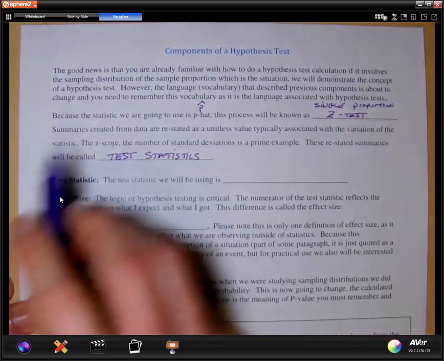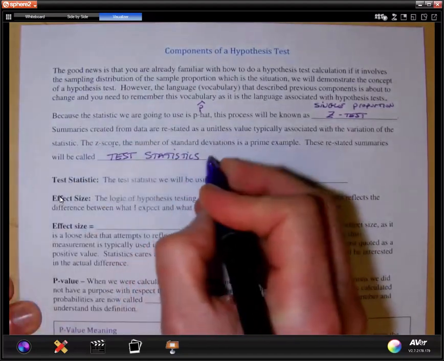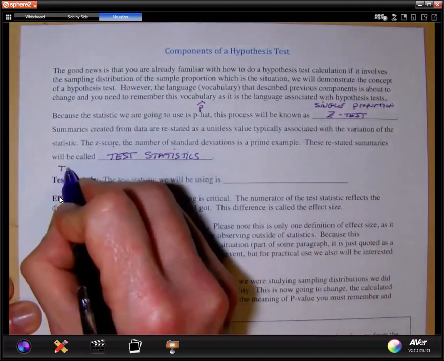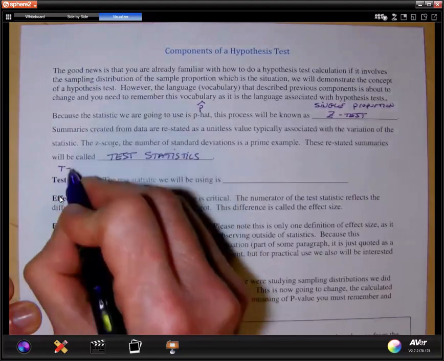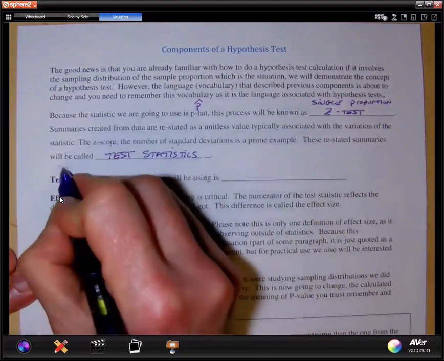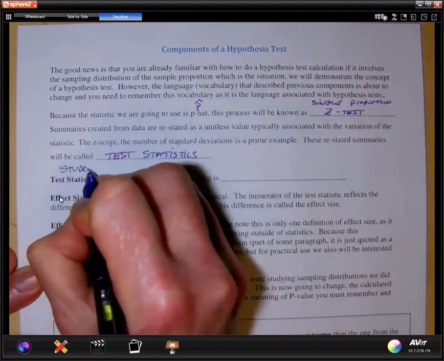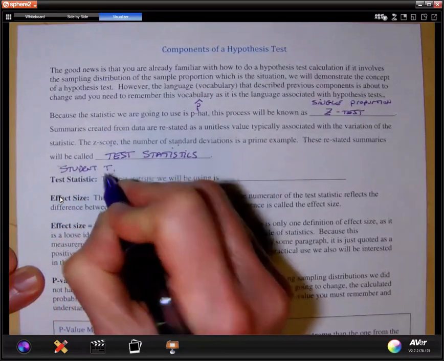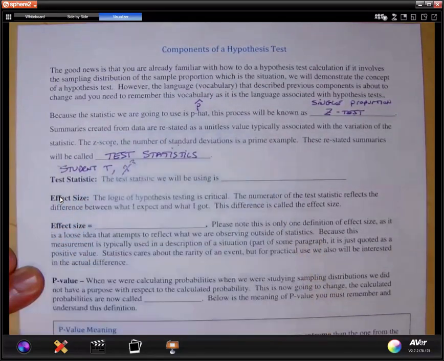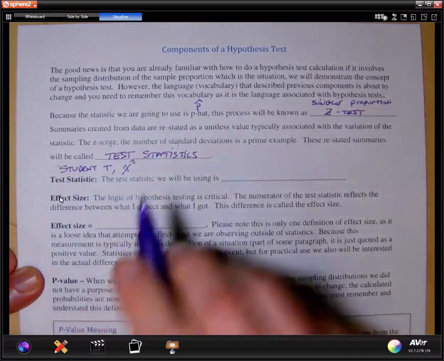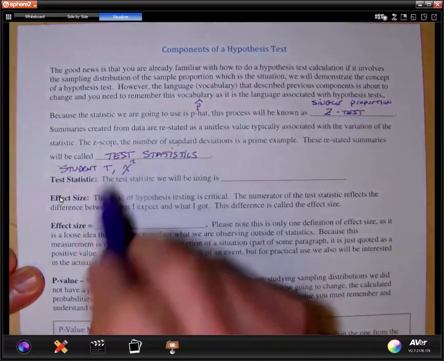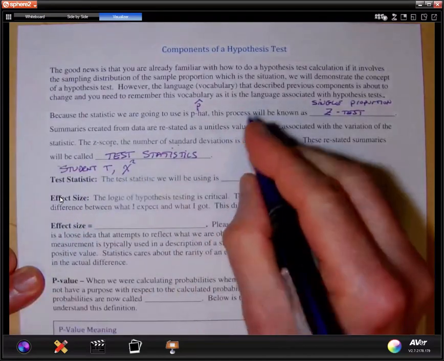So we'll be using z-scores, for example. What are other test statistics? There is a T, student T, that we're not using at the moment. The chi-square is another one. So there are many different ones, and each one is used for a particular situation.